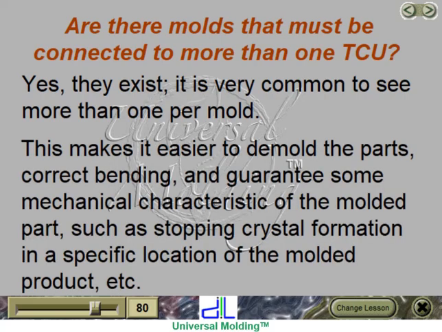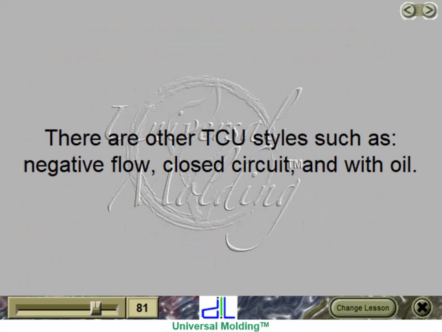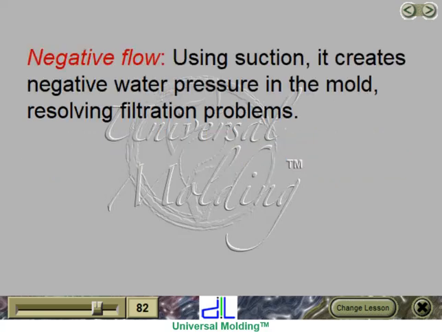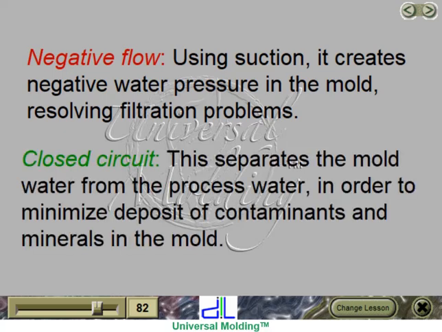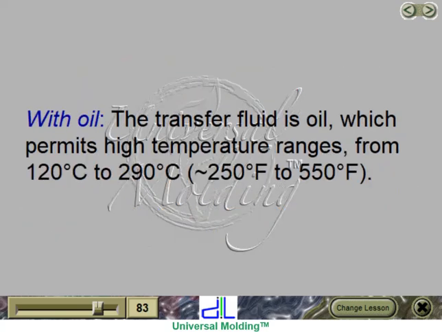This makes it easier to demold the parts, correct bending, and guarantee some mechanical characteristic of the molded part, such as stopping crystal formation in a specific location of the molded product, etc. There are other TCU styles, such as negative flow, closed circuit, and with oil. Negative flow. Using suction, it creates negative water pressure in the mold, resolving filtration problems. Closed circuit. This separates the mold water from the process water in order to minimize deposit of contaminants and minerals in the mold.